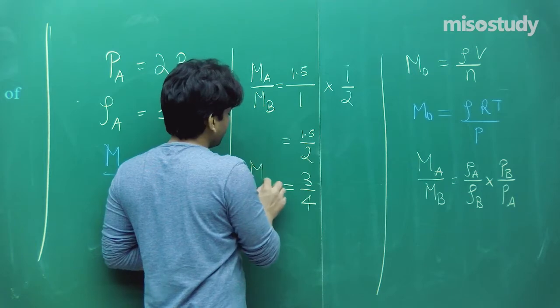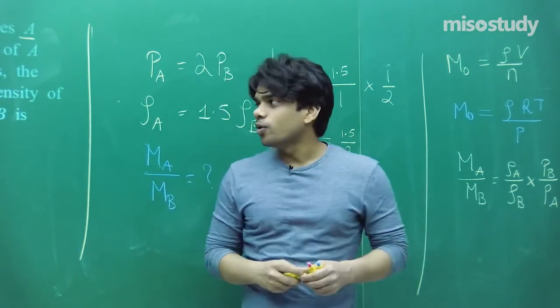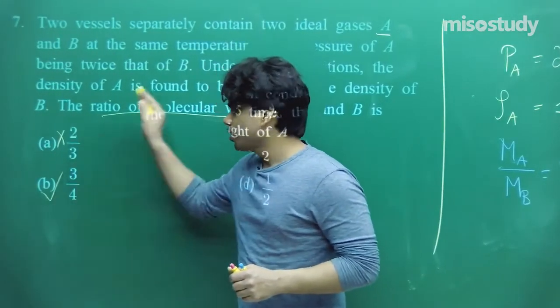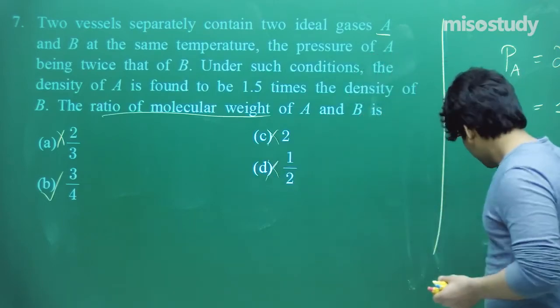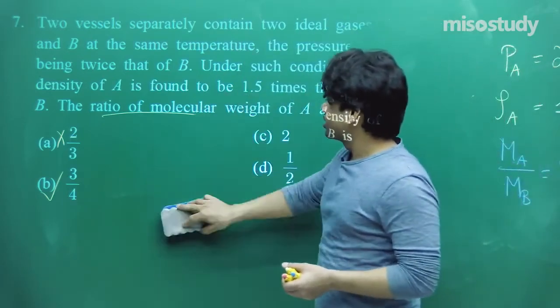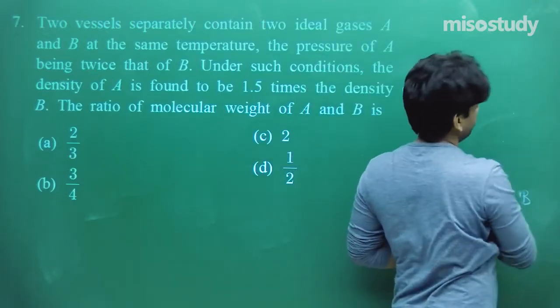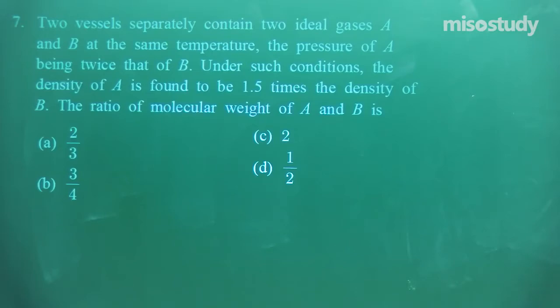So MA by MB, that is molecular weight of A to molecular weight of B, will be equal to 3 by 4. Let's check the options. A, 2 by 3, no. B, 3 by 4, yes. C, 2, and D, 1 by 2, both are incorrect. So this is how you have to proceed with such kinds of questions. I hope that you have got how to convert from one relation to reach another relation.